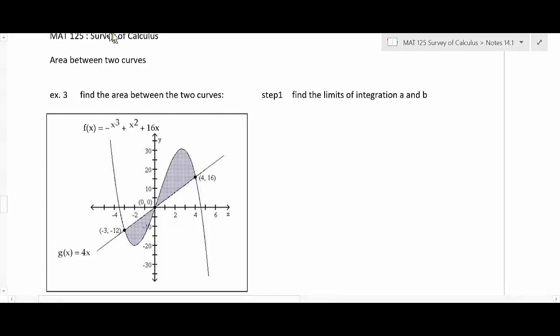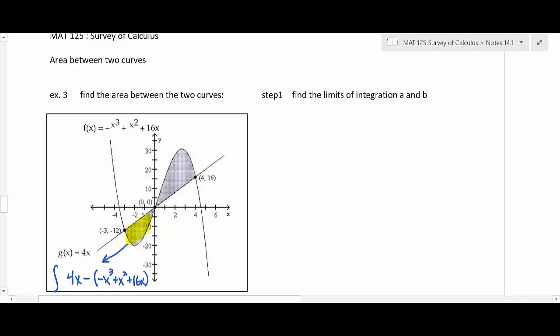And really, you have to do 2 different integrals, and the reason is that in this region right here, the top curve is the line. So you might want to write down what we're going to do: the top curve is 4x. The bottom curve is this polynomial, and I think, boy, I didn't write that very well, that is negative x to the third plus x squared plus 16x. I can tell that's what was intended.